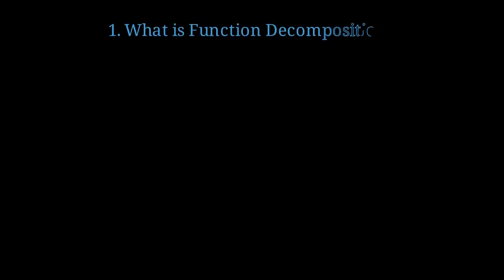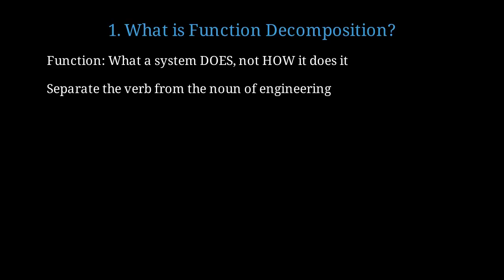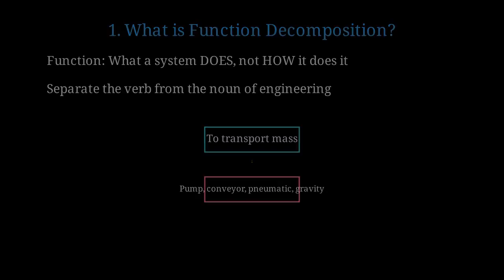Let us begin by understanding what function decomposition means and why it matters for invention. A function describes what a system does, not the specific physical mechanism used to accomplish it. Think of it as separating verbs from nouns in engineering. The function is the verb, the physical mechanism is the noun. For example, the function might be to transport mass, but we could achieve this with a pump, a conveyor belt, pneumatic pressure, or gravity flow.